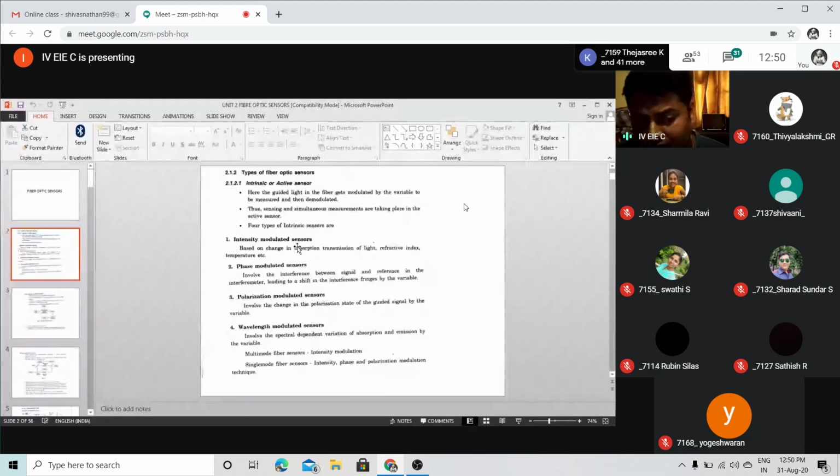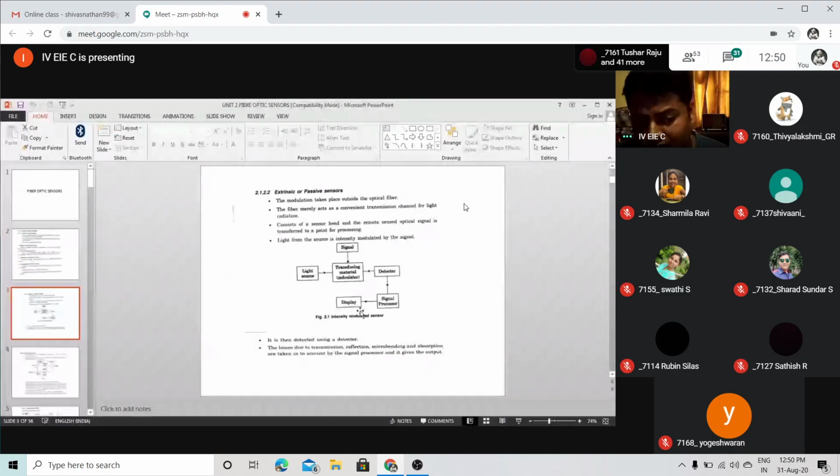Clear? Now coming to extrinsic sensor, don't take this diagram. Kindly do avoid this diagram. It is not apt for it. So I will give you a different diagram then.